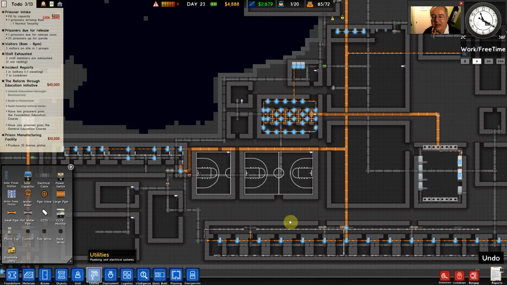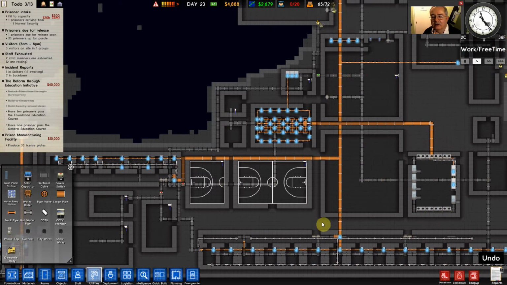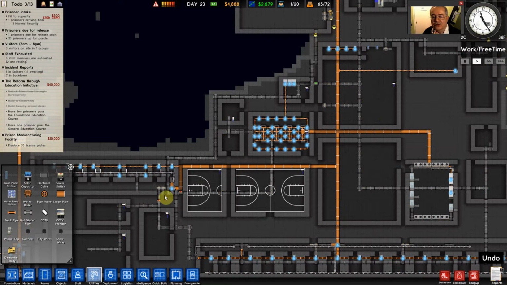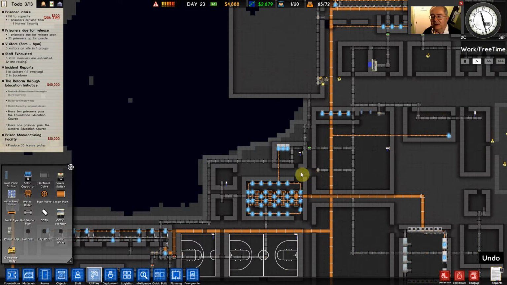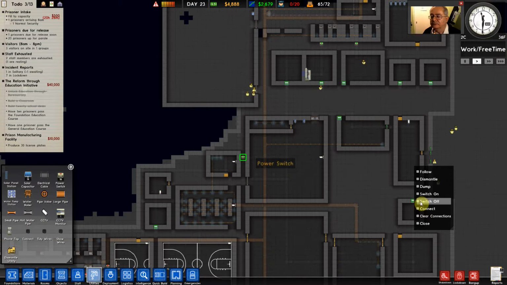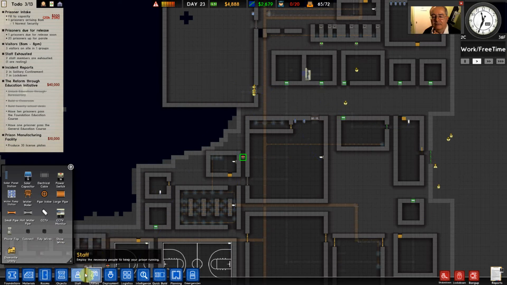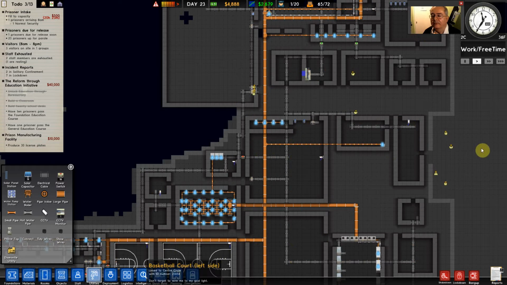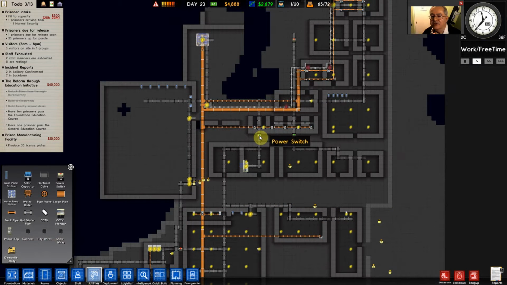Come out and go back in to see it, okay. A little buggette in the game, perhaps. So, the prison will be connected up. This switch needs to be off. Close, okay. These two switches need to be off.